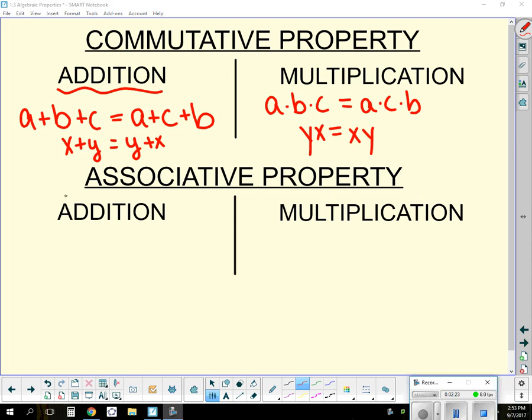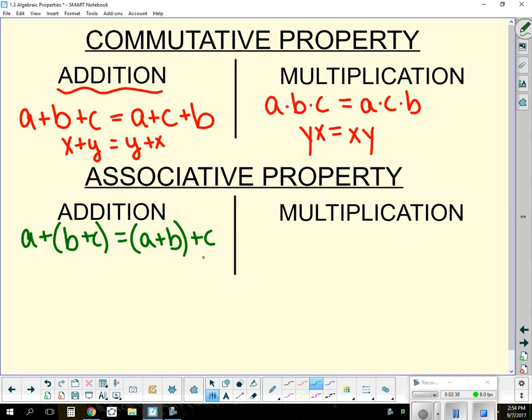Okay, so then what is associative property? Associative property says if you have A plus the quantity B plus C, or grouping B plus C, that's the same as if you would be grouping A plus B and then adding C. Likewise, for multiplication, you could have A times the quantity BC, and that's the same as if you multiplied A times B first, group that together, and then multiplied by C.